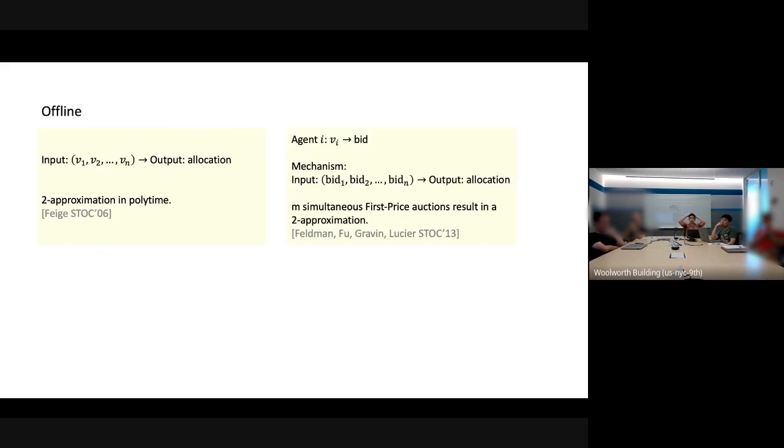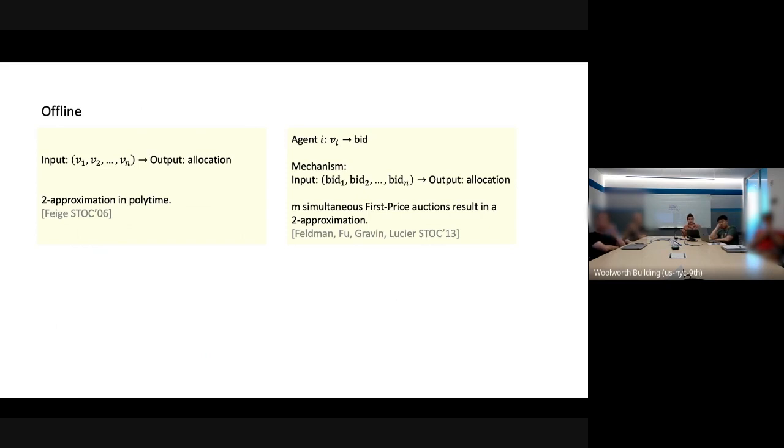We can also ask the question, what happens if these valuation functions are not public information, but instead private information of each of the agents? So that means we don't observe the valuation functions, but instead have to interact with agents that want to maximize their own utility.